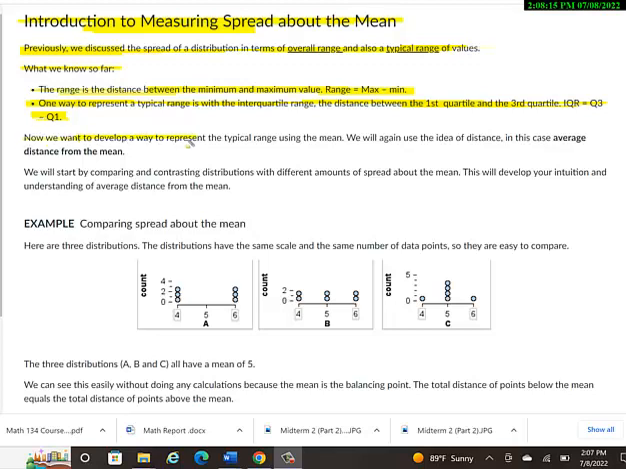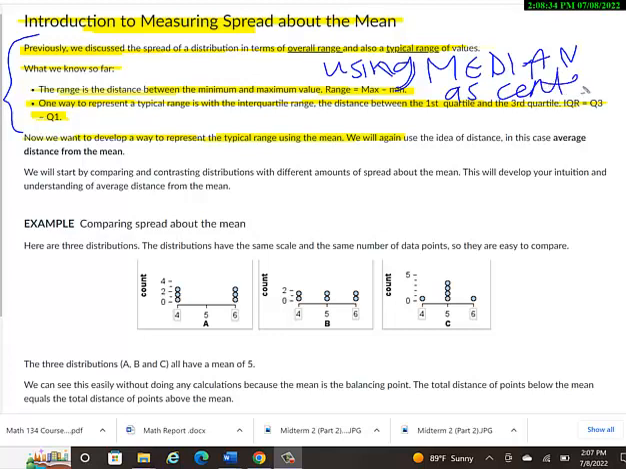Now we want to develop a way to represent the typical range using the mean. In the previous module, for the most part we used median as the center. We were getting so caught up in the details with quartiles and interquartile range and spread that we might have lost track that all that applies only if we're using median as the center. But now we talk about what if we use the mean. If you remember, that's like the average.